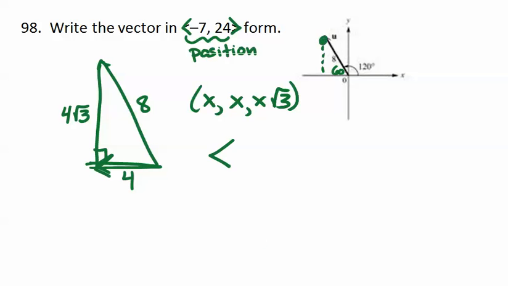So now what do we know about the coordinates of this point? We know that we went negative 4 on the x and positive 4 radical 3 on the y.